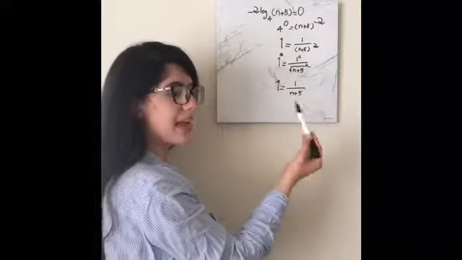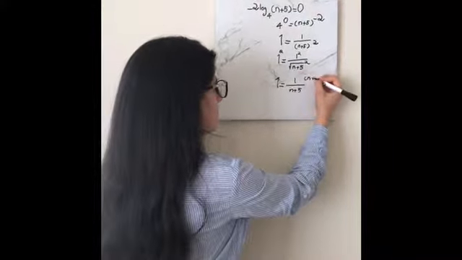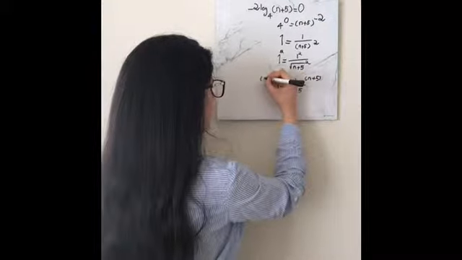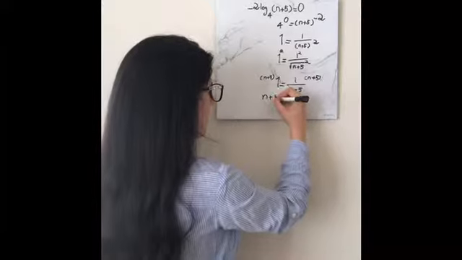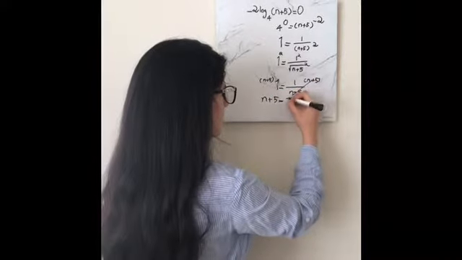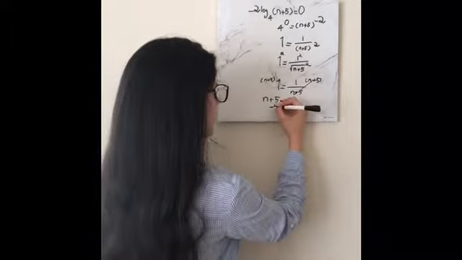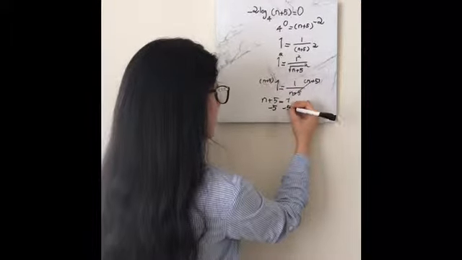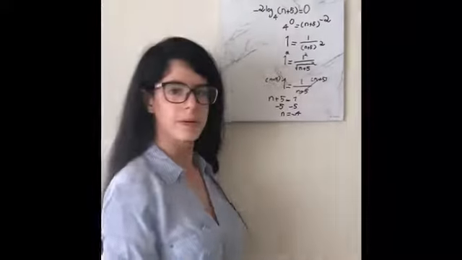And next off, to get n by its own, we can multiply both sides by n plus 5. 1 times n plus 5 is just n plus 5, and that is going to simplify to 1. And in order to get n by its own, we are going to subtract 5 from both sides, which gives us n equals -4.